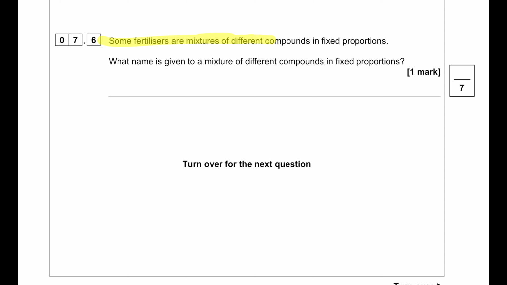Some fertilizers are mixtures of different compounds in fixed proportion. What name is given to a mixture of compounds in fixed proportion? A fixed proportion is always known as a formulation.